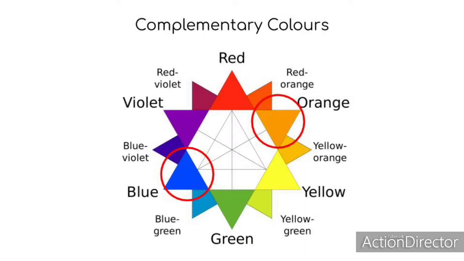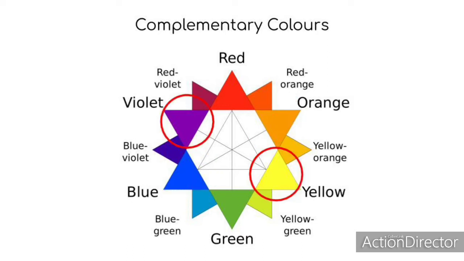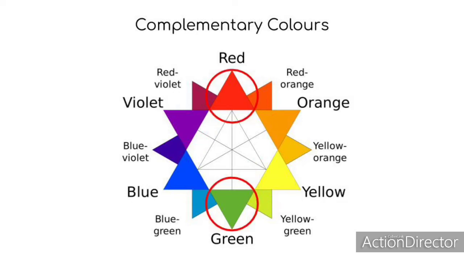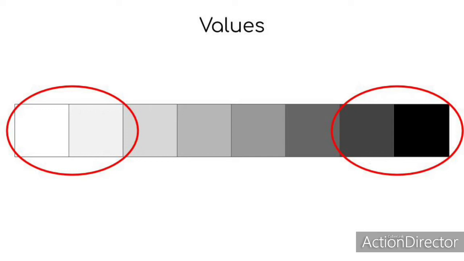Our lesson today is about contrast. Contrast is created by using elements that conflict with one another. Often, it is created using complementary colors, like orange and blue, yellow and violet, and red and green. Or extremely light and extremely dark values. It is used to make a painting more visually interesting.